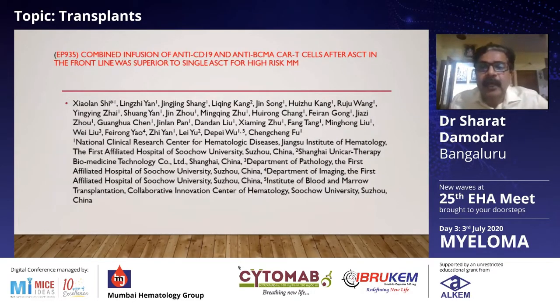At the end of the day, when we're having so much of coronavirus going around in our country, we have to talk about the Chinese and their data. They are one of the pioneers in CAR T-cell therapy. So this is data on a bispecific CAR, a dual CAR, a combination of anti-CD19 and anti-BCMA. So they put in a dual CAR to a subset of high-risk patients. One set of people got it and the other didn't after an autologous stem cell transplant.